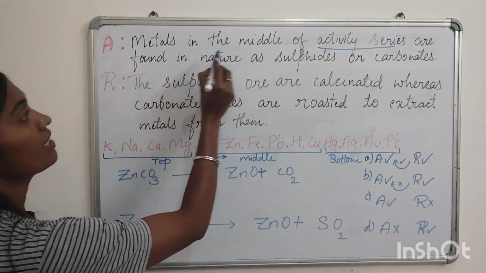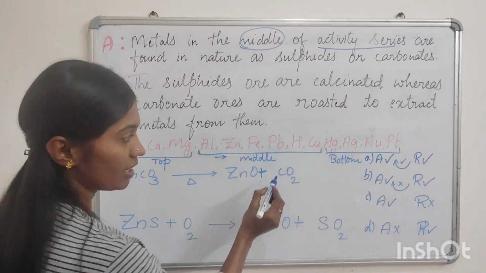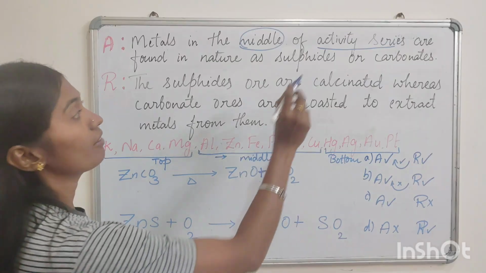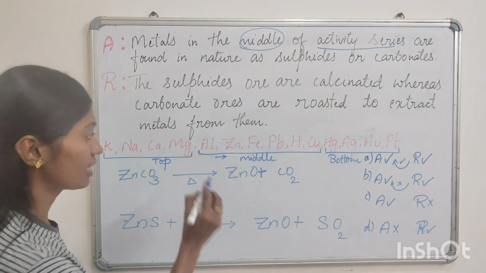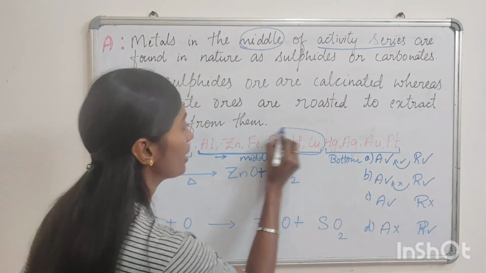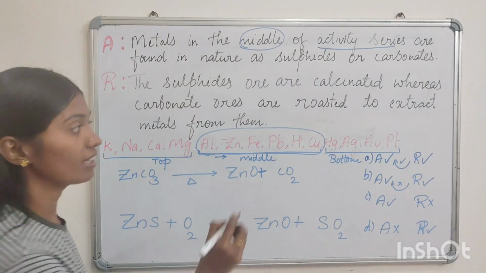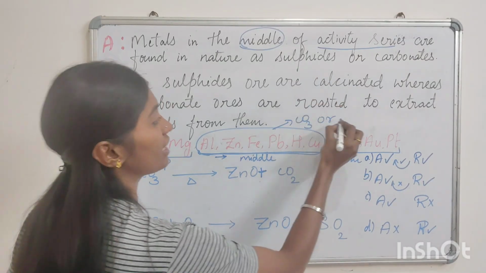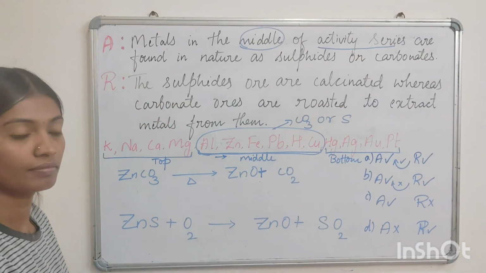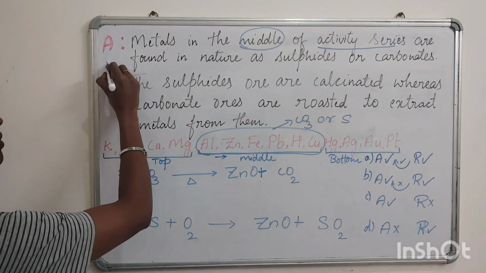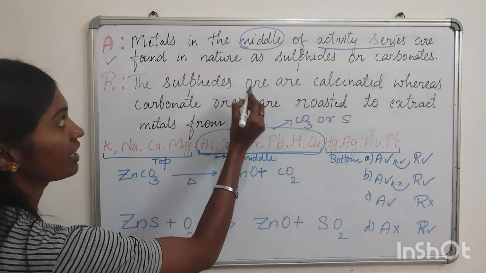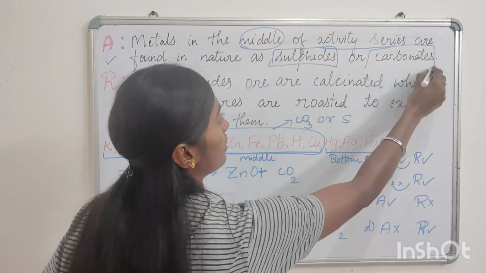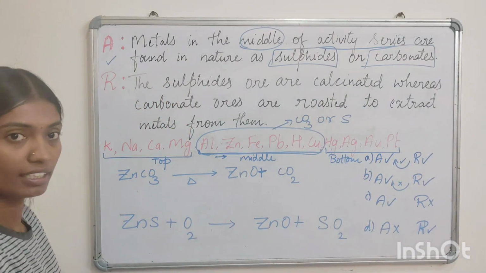So what do they ask? Metals in the middle of the reactivity series, that is aluminium, zinc, iron, lead, hydrogen and copper, are found in nature as sulfides and carbonates. Yes, these are in the middle of the reactivity series. They can be found in nature either as carbonates or as sulfides. Is the assertion true? Yes, the metals present in the middle of the reactivity series can be present either as sulfides or as carbonates. Correct? Yes, it is correct.